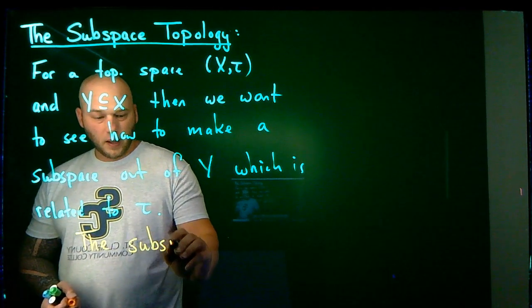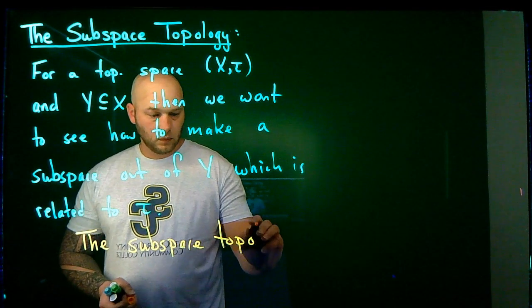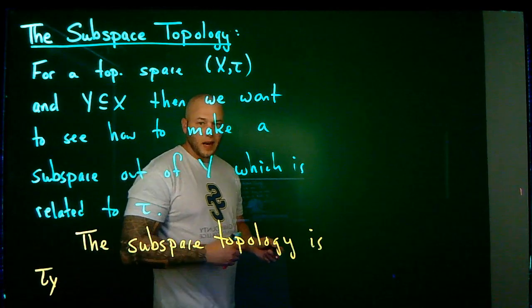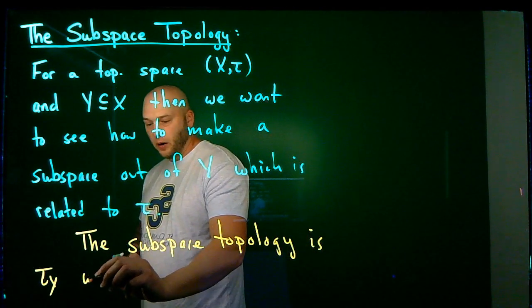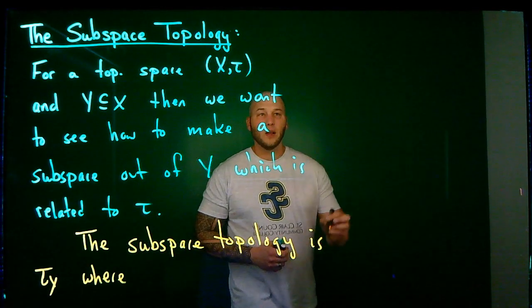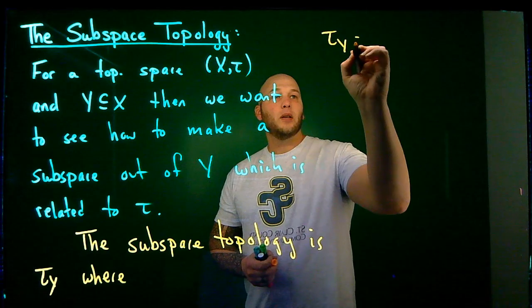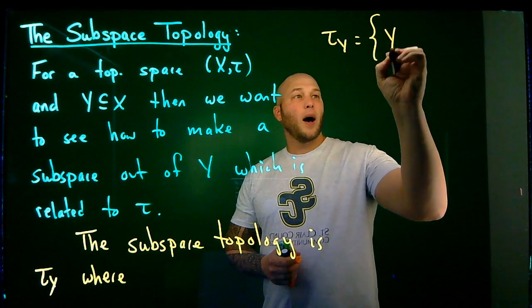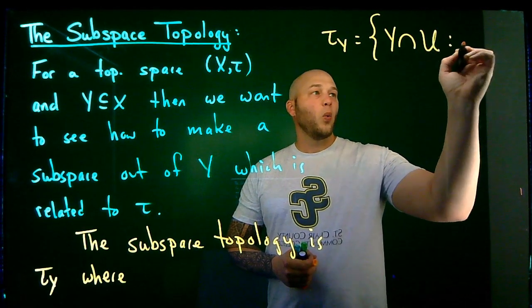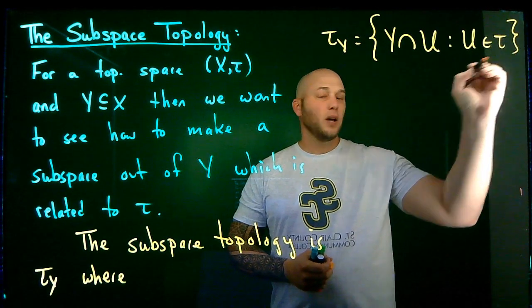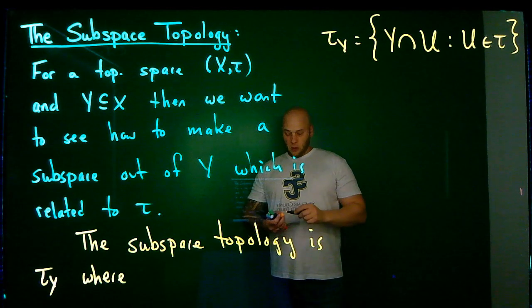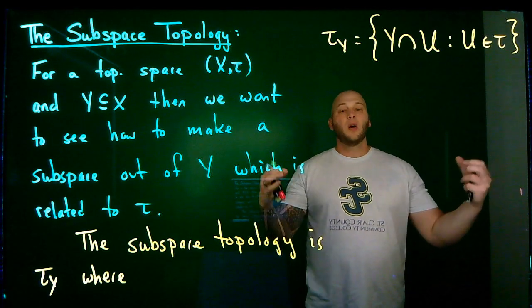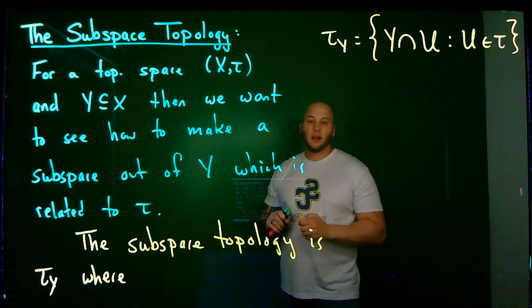The subspace topology is tau sub Y. Usually I'll just read it as tau Y. The subspace topology is tau Y, where we define it as follows. Tau Y is equal to the following sets. I take the subset Y and then I intersect it with U, where U is an element of the topology on the primary space. So I take every element of the topology tau and I intersect it with Y, and I take that whole collection of sets, put it together, and I'm claiming that is going to now be a topology on Y.